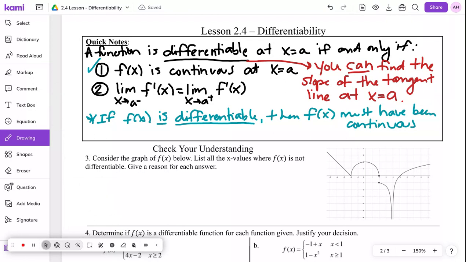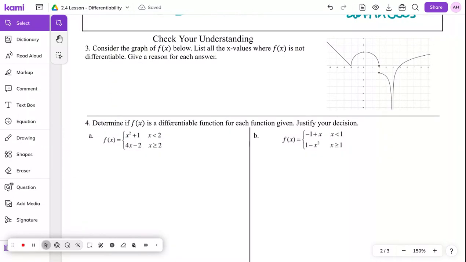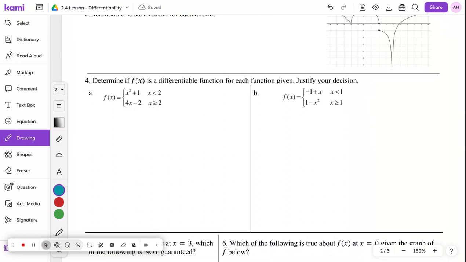Okay, so you have this check your understanding, and you're going to work through these problems. However, I would like to talk through, not problem 3, but problem 4b, just so that you understand the expectations. It says determine if f of x is a differentiable function for each function given. Justify your decision. And I just got done saying that in order to be differentiable, the function has to be continuous. So in both of these cases, for A and for B, you need to first check continuity.